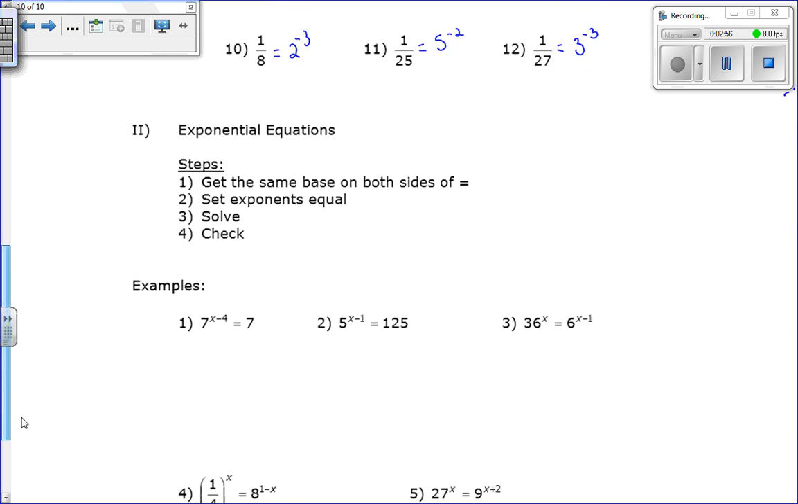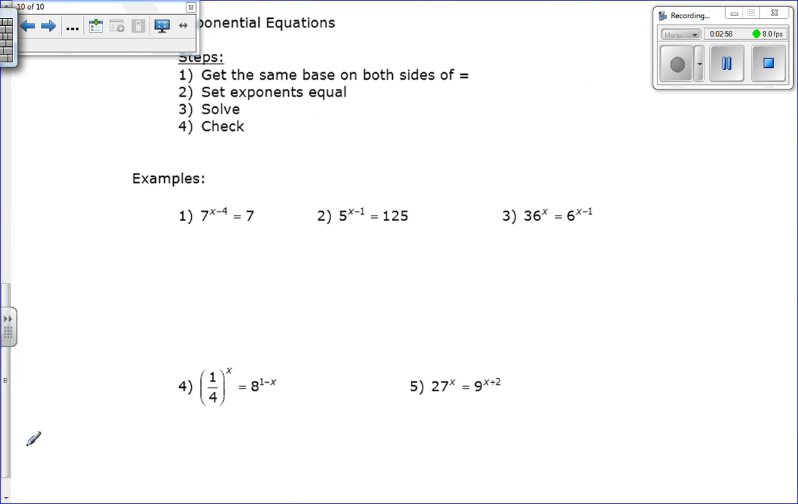So being able to do that will enable us to solve the equations. The first step in solving the equation is to get the same base on both sides of the equal sign. The second step is to set up the exponents equal to each other. Third is to solve, and 4 is to check.